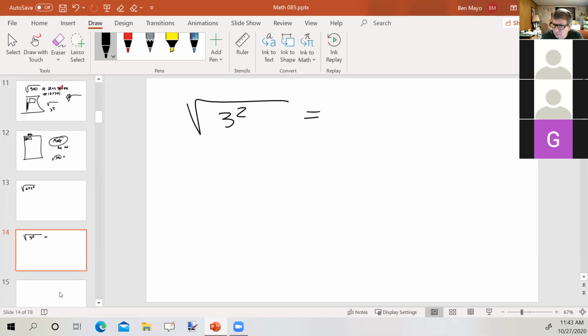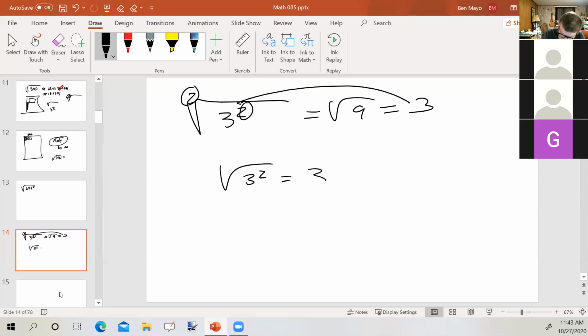Nobody has any idea? 3. 3, right. Now, the long way would be to do that, right? But the short way would be to say, oh, that index and that exponent sort of undo each other, okay? So the square root of 3 squared would be 3. All right, careful. What's the square root of -3, the quantity squared?